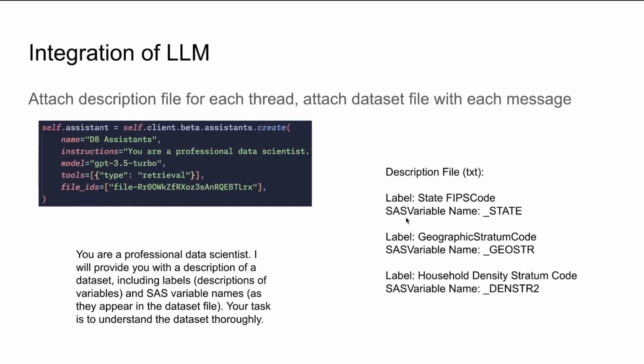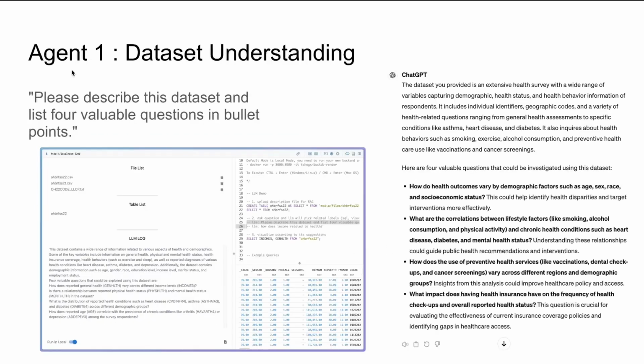The description file looks like this. We list the labels, the descriptions of the labels, and the label names. Notice that the label descriptions can be very bad. For example, here is some missing space, and this kind of string cannot be understood by Llama and several vector DBs. More specifically, we'll first make an agent to understand that dataset.